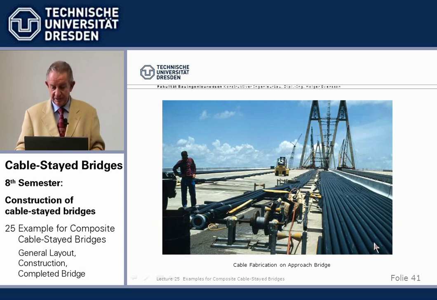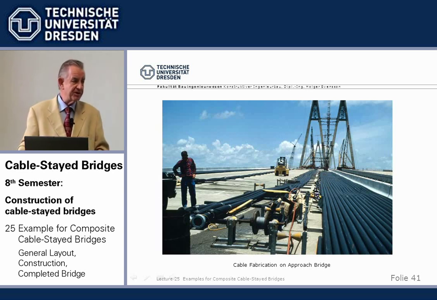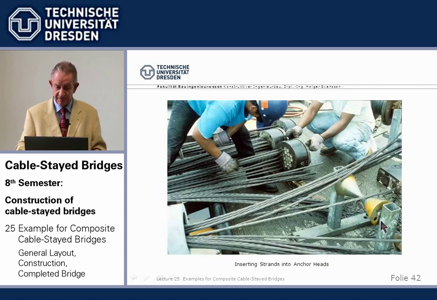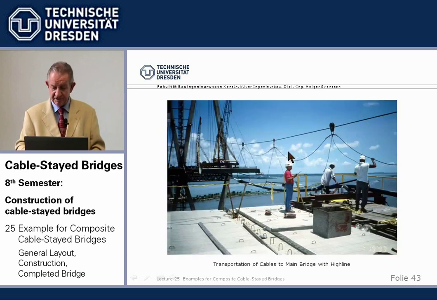And it was then prefabricated on the approach deck, but the whole cables were prefabricated here, not in place, shifting in one after the other, which we will later see. Our shop, so to say, was the approach bridge. We had them all shop fabricated here. You see here inserting the strands into the wedge anchorages. And then we used a high line over here with hangers and rollers to transport the completely prefabricated cables on the approach bridge to the main bridge.